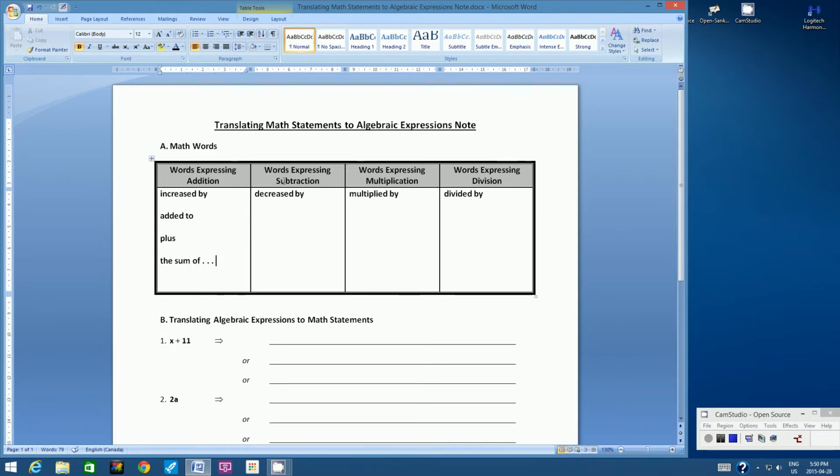Okay, so let's go over to the words expressing subtraction column. We have the first one, decreased by. And then how about something very basic, subtract. A number subtract another number. How about reduced by? And a sophisticated one, difference between, the difference between a number and 10. And then perhaps a tricky one to use is subtracted from.